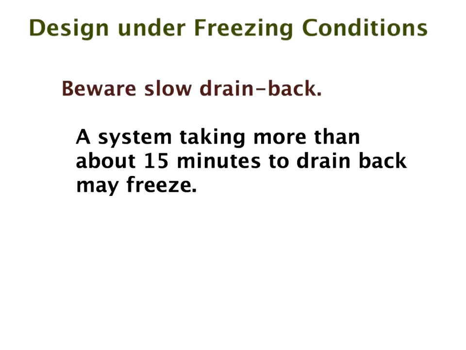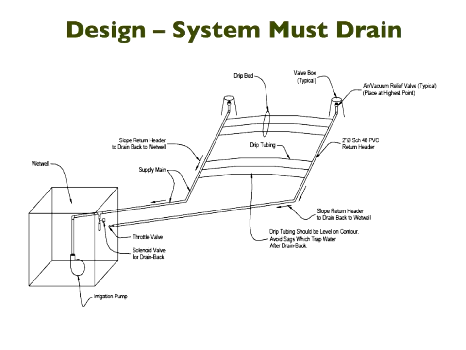Beware of slow drain back. If you're in extreme conditions, if it takes more than 15 minutes to drain back, the system can freeze. So watch for that. This is a system design for it to drain. These actually put the drip tubing at a curve. The drip tubing is full of water. I don't think one really needs to offset it to that degree. You've got your valve boxes, and here you've got your slope return to drain back, and here you've got your slope return to drain back.